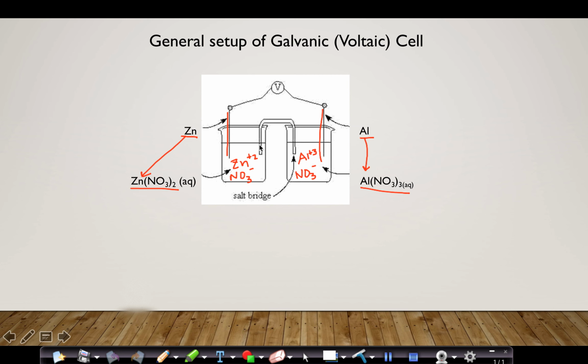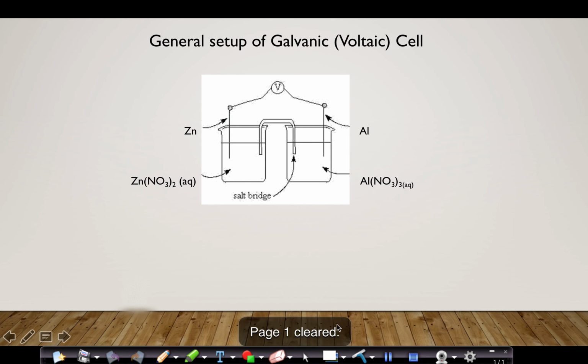Ions will travel through the salt bridge to keep the two solutions electrically neutral, and electrons will travel through the wire and through the voltmeter from whoever is determined to be the anode to whoever is determined to be the cathode.